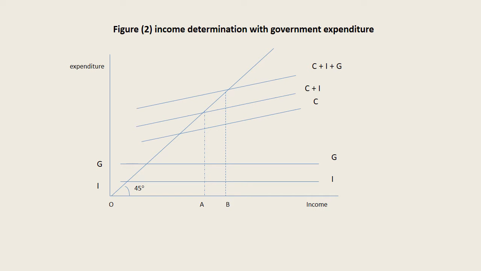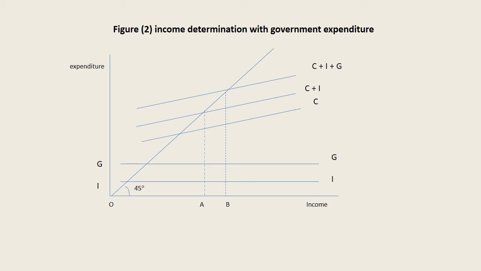C represents the consumption function. Its slope is the marginal propensity to consume. C plus I, consumption plus investment, represents total expenditure if there is no government activity at all. In case of government activity in the form of government expenditure, total expenditure increases and shifts upwards to become C plus I plus G, where the vertical distance between C plus I and C plus I plus G represents government expenditure.